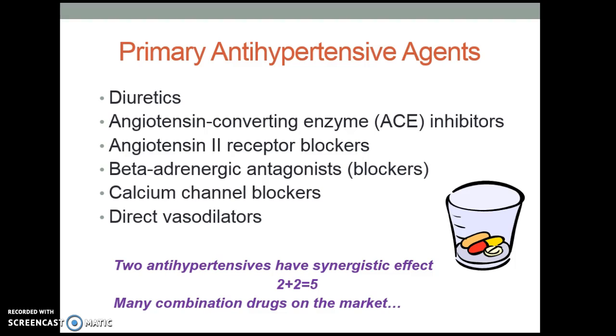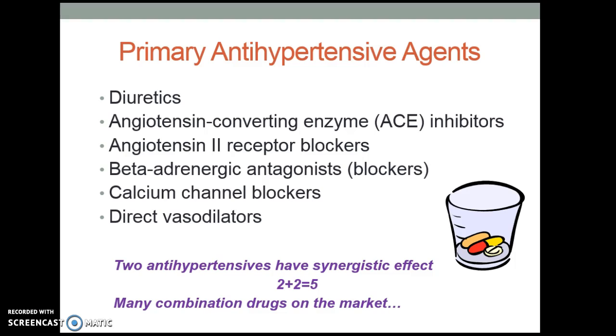Angiotensin II receptor blockers, or ARBs, okay, work in the same system but a little bit differently. Beta adrenergic antagonists. Remember, an antagonist is a blocker. So what I'm saying here is beta blockers. Calcium channel blockers, and there's also direct vasodilators.